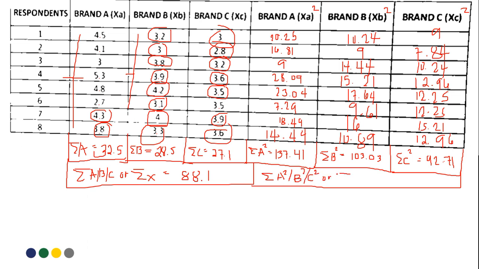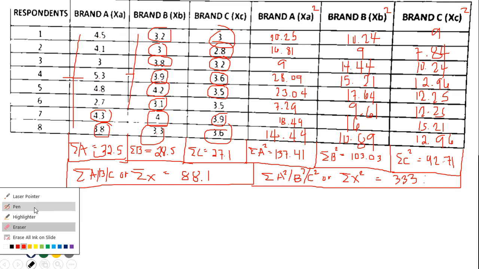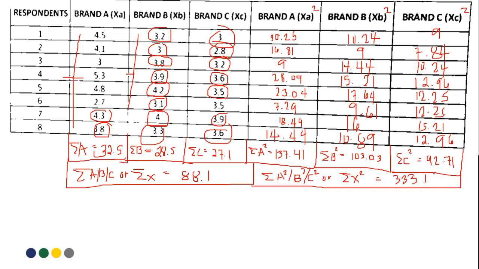Or, pwede siyang tawaging summation of X na my squared, ha? So, ibig sabihin po, 333.15 yung nakuha nyo. Wait lang, ayusin ko lang yung number para yung mga manunood hindi sila maguluhan. Yan. The summation of A squared, B squared, C squared, or summation of X squared is 333.15.